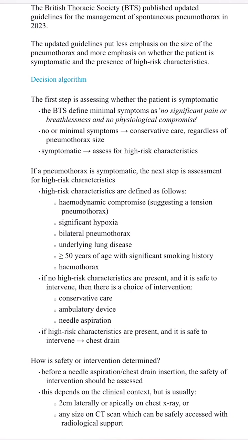Okay, if a pneumothorax is symptomatic, the next step is assessment for high risk characteristics, like if the patient is hemodynamically compromised, which suggests that the patient is having tension pneumothorax, and check for significant hypoxia if the patient is not maintaining saturation, bilateral pneumothorax, underlying lung disease, age more than 50 years with significant smoking history, and hemothorax.